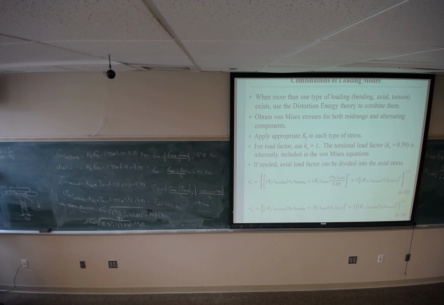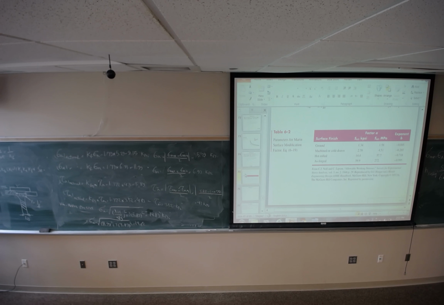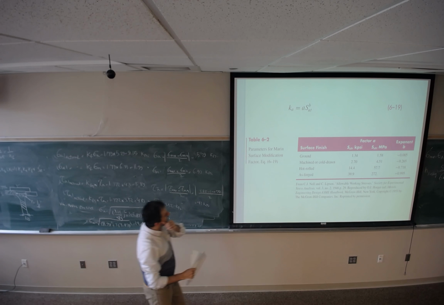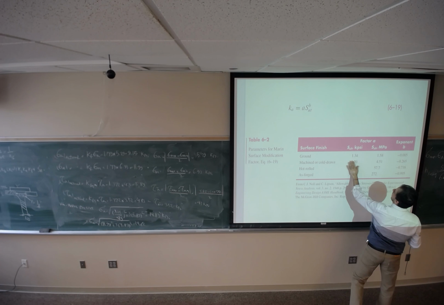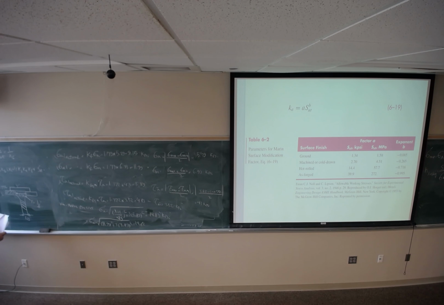SE would be KA, KB, KC, where the combination of the loads, the load factor, should be 1. Then KD, KE, KF, times S prime E, which is half of SY. It's a machined part, so we can find Ka from here. I'm just writing the values, I don't go through the calculation.